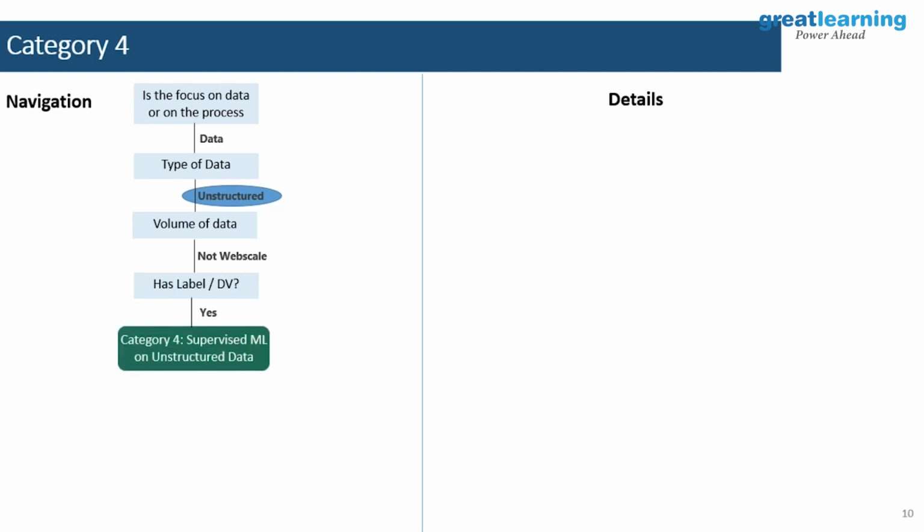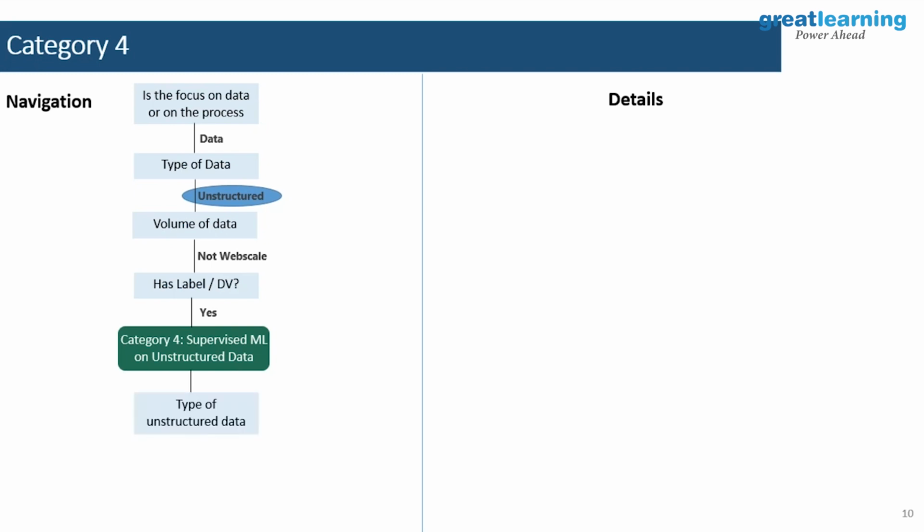Now, if the answer is yes, then you're talking about supervised machine learning on unstructured data. The simplest classical use case is spam detection. How do you detect spam in emails? There is text, so you need to understand the text, structure the text. But at the end of the day, you're still predicting whether that email is a spam or a ham, correct? That's the easiest example, but something like sentiment analysis, image classification, all that falls into supervised machine learning on the unstructured data space.